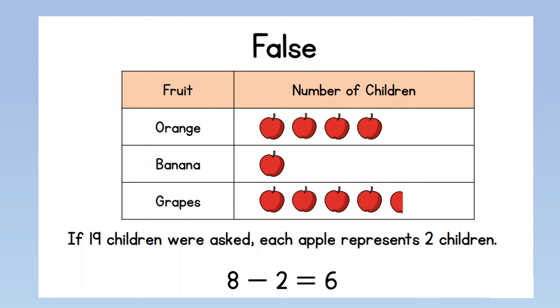The answer is false. If you look carefully, we were told there were 19 children altogether, but there are only 9.5 apples. So this must mean that each apple must represent 2 children, with the half an apple representing 1 child. Remember, you can't have half a person. So here the answer would be the difference between orange and bananas. 8 take away 2, and it leaves us with a difference of 6. Did you get this one right? Well done.